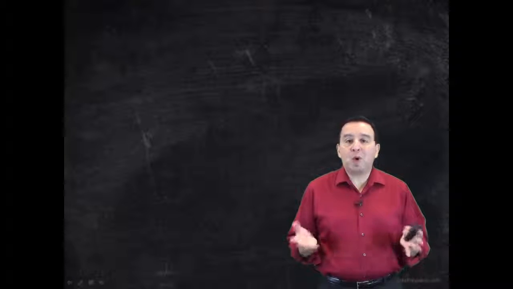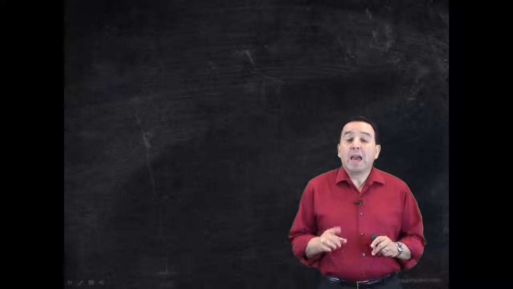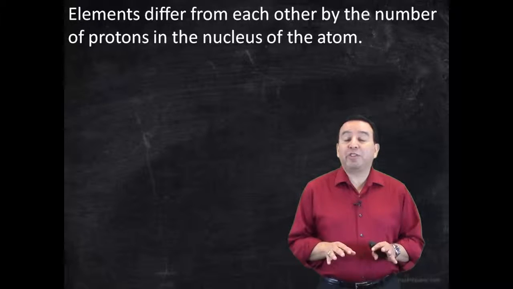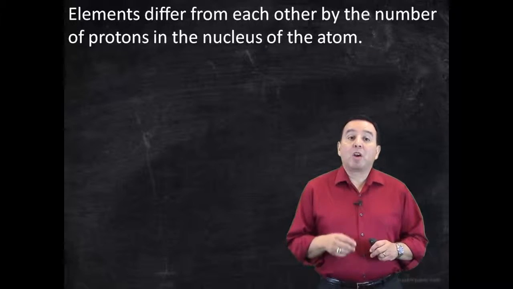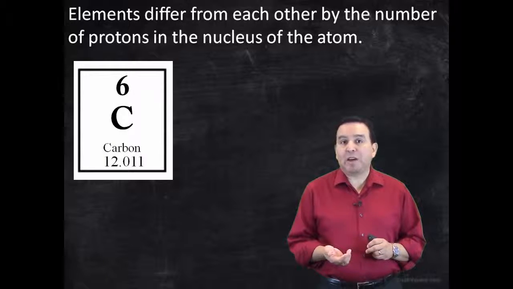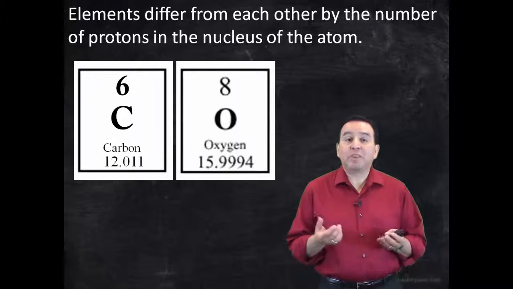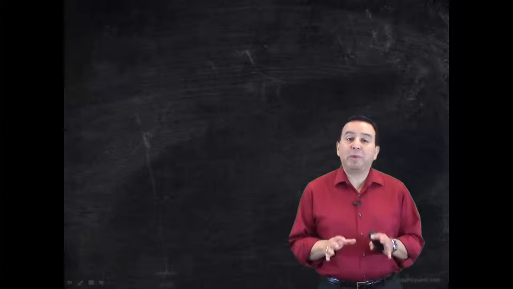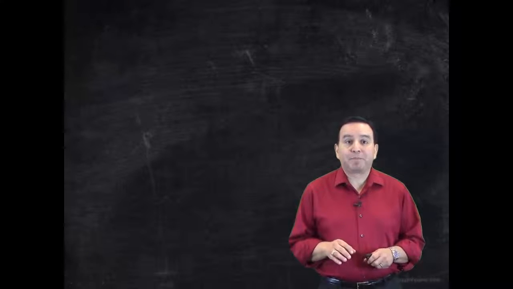So how can you tell one element from another? Elements differ from each other by the number of protons in their center, or nucleus. Carbon always will have 6 protons, and oxygen is always going to have 8 protons. The periodic table makes this really easy to determine.